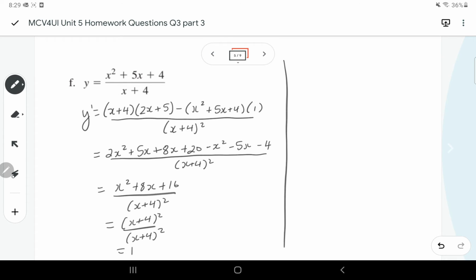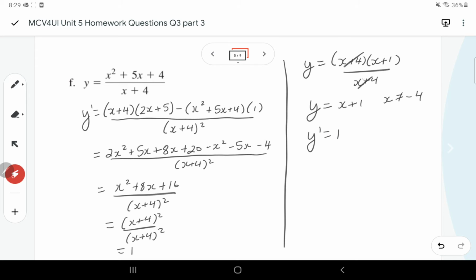Now I could have done that an easier way if I had rewritten this original function by factoring. So this is x plus 4 times x plus 1 over x plus 4. So the original function, if you reduce those, is x plus 1 where x is not equal to negative 4. So this whole function is a line with a hole at x equals negative 4. So the derivative of that is just 1. So it would have been easier to do this way, but it totally pops out if you do your factoring and reduce, doing it the longer way.